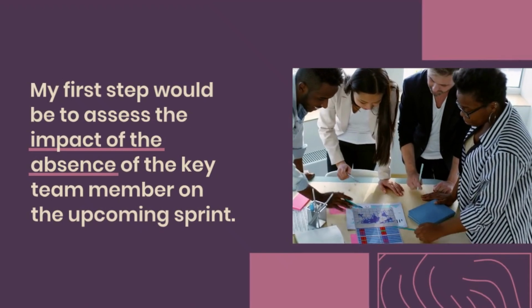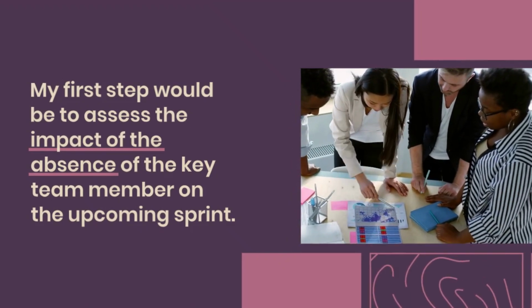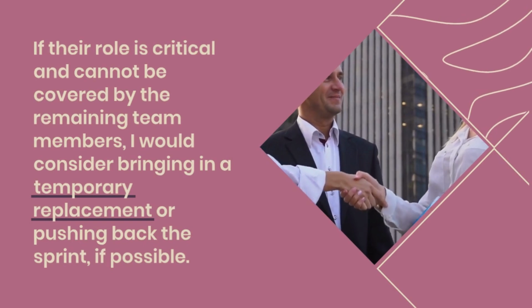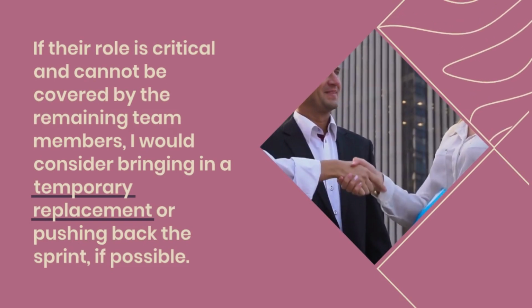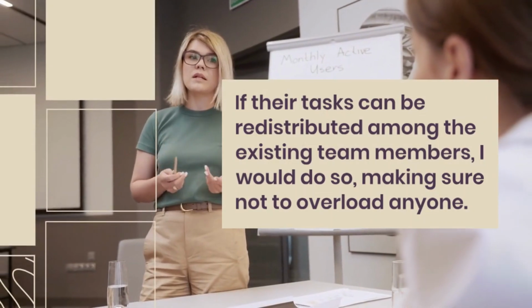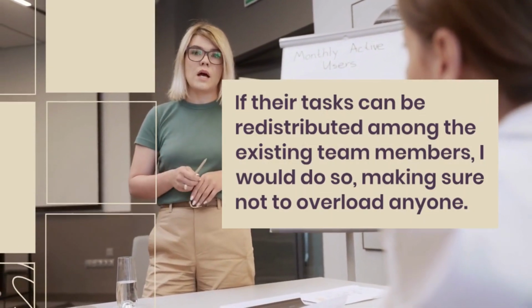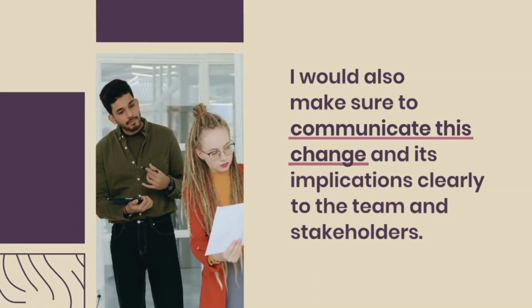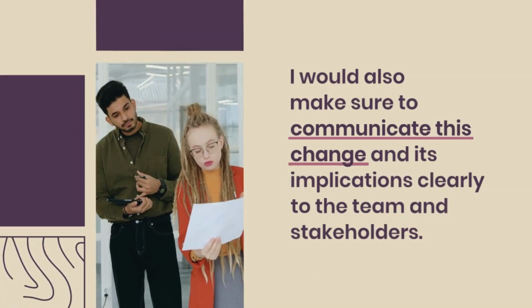My first step would be to assess the impact of the absence of the key team member on the upcoming sprint. If their role is critical and cannot be covered by the remaining team members, I would consider bringing in a temporary replacement or pushing back the sprint, if possible. If their tasks can be redistributed among the existing team members, I would do so, making sure not to overload anyone. I would also make sure to communicate this change and its implications clearly to the team and stakeholders.